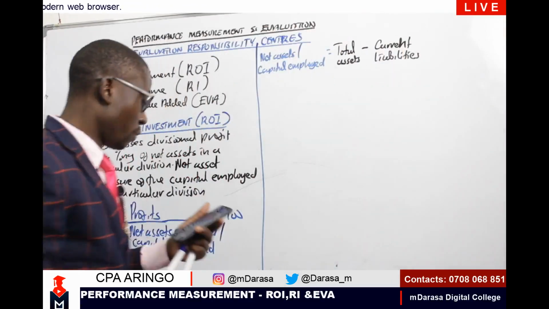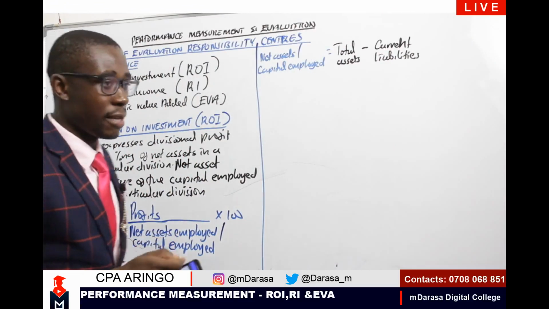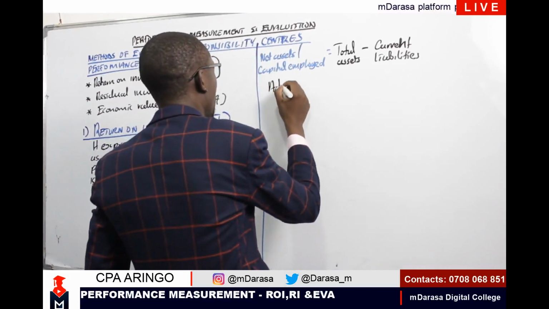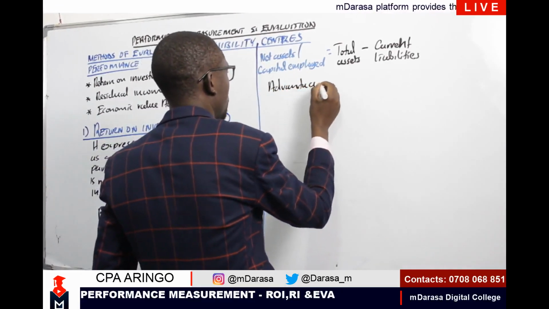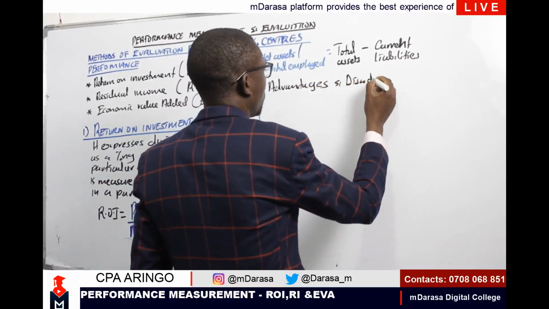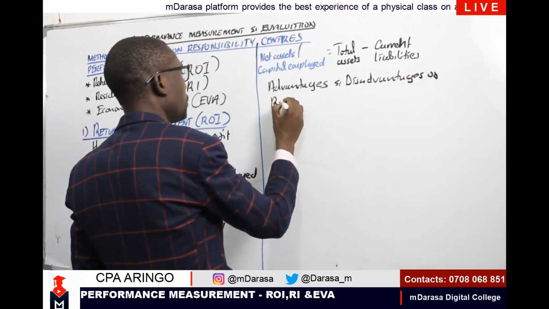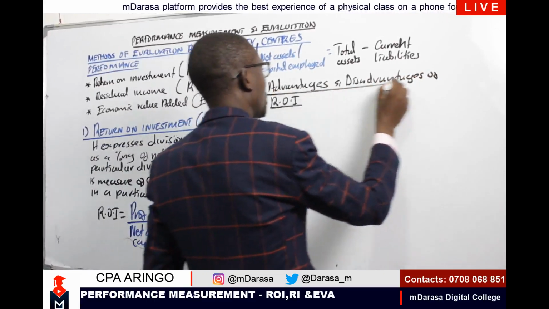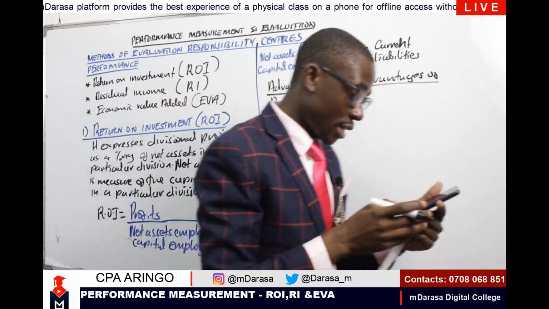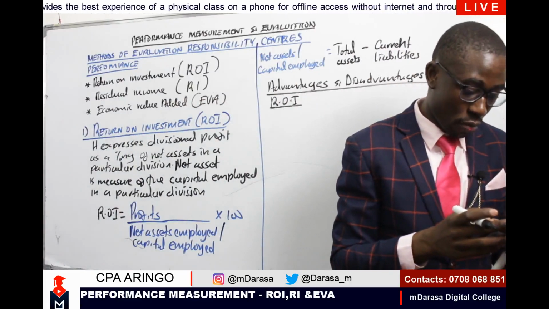Now, after we've talked of that, I want to give you an assignment. I want you to go and do a research on the advantages and disadvantages of ROI. That is your assignment for me.